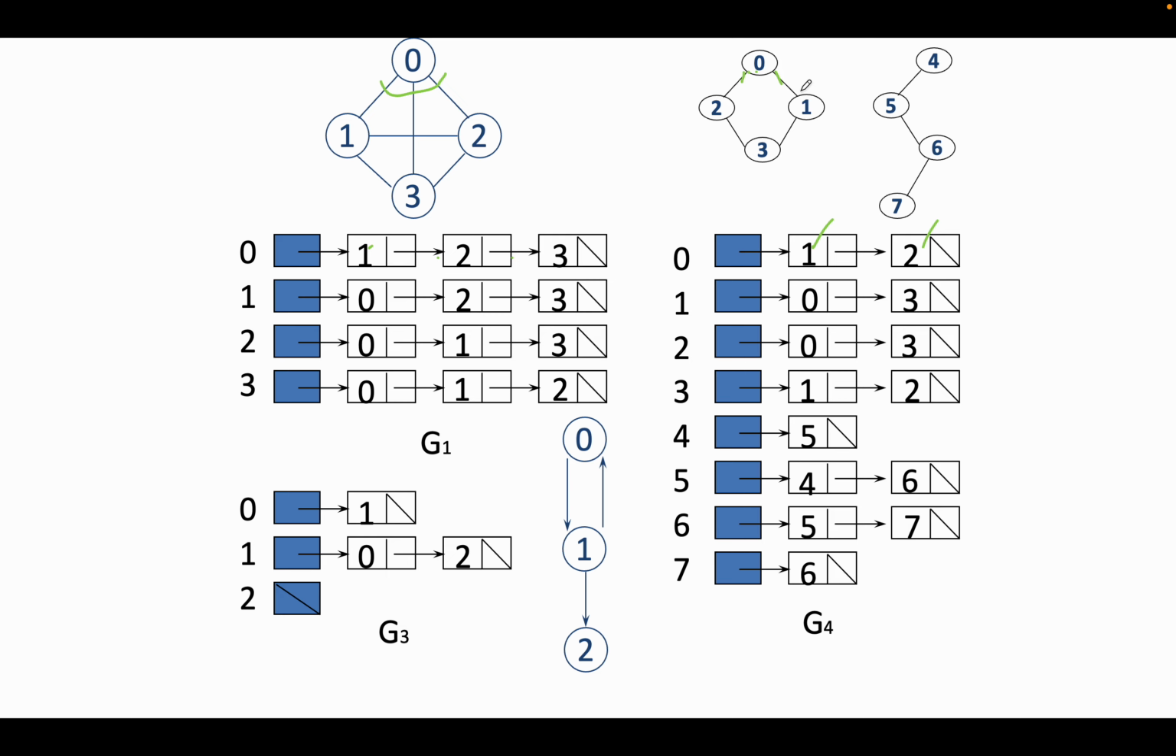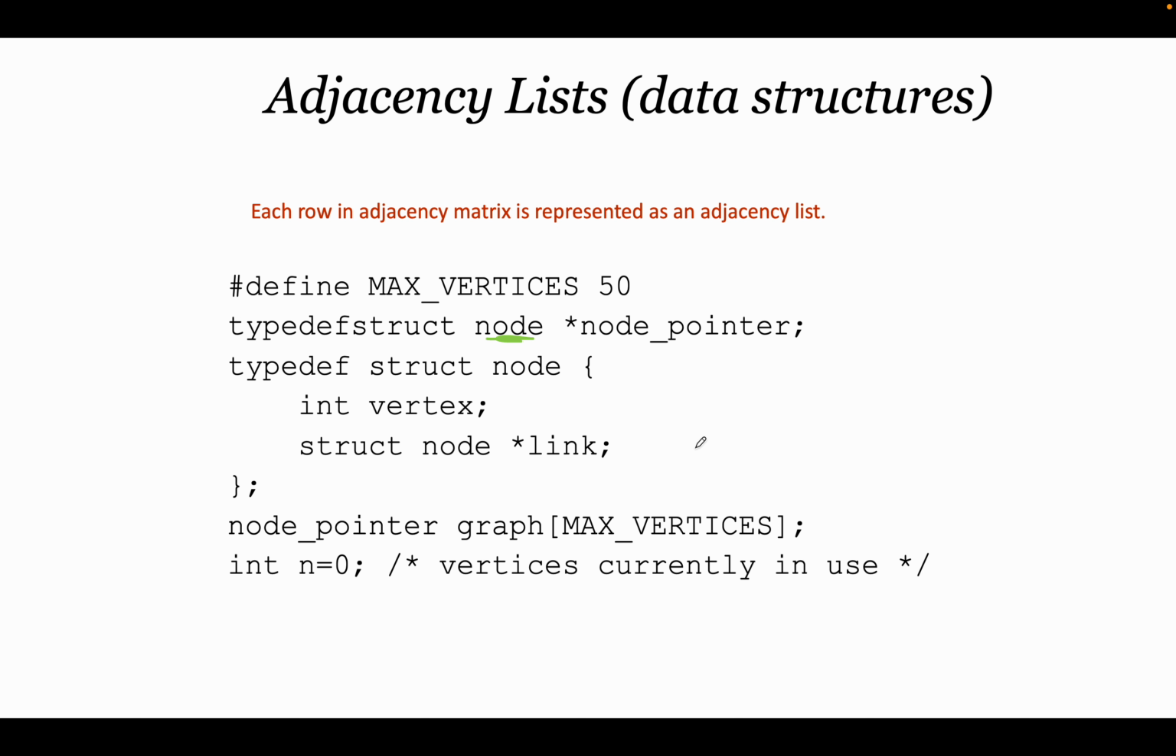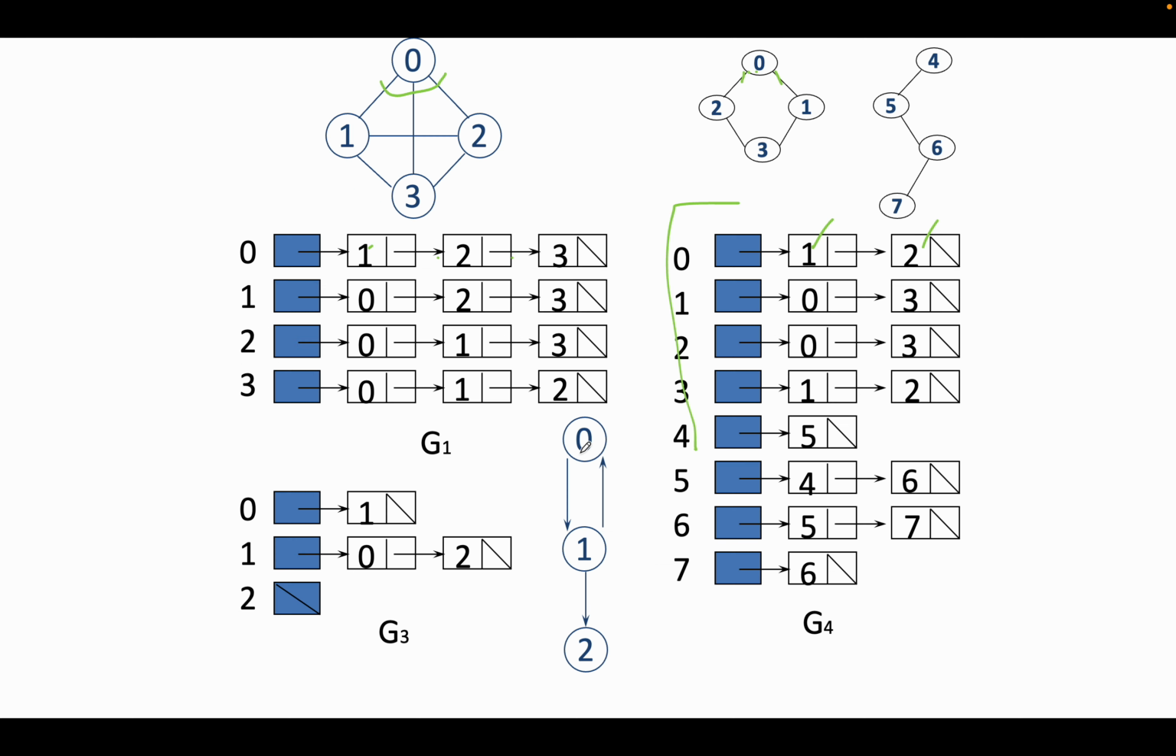Node 1 connects to what? 0 and 3, right? Node 2 connects to what? 0 and 3. Node 3 connects to what? 1 and 2, right? Node 4 connects to what? To 5. 5 connects to 4 and 6. 6 connects to 5 and 7, and 7 connects to 6. So this is how we can draw the adjacency list by using the node, and then use the link.